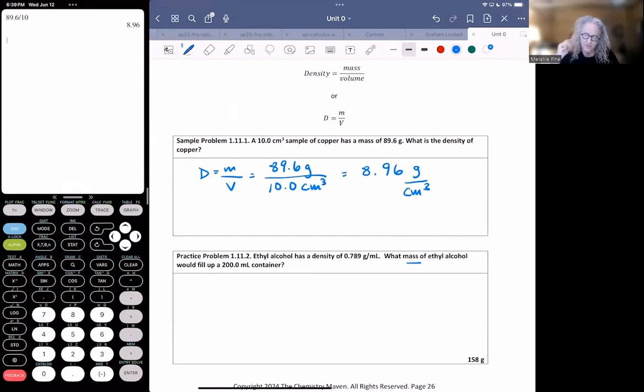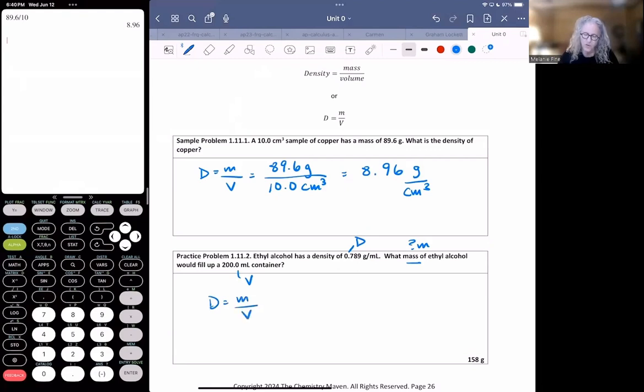Welcome back. It says here ethyl alcohol has a density of 0.789 grams per milliliter. What mass of ethyl alcohol would fill up a 200 milliliter container? So this is density. We don't know the mass, right? And this is volume. So density equals mass over volume.